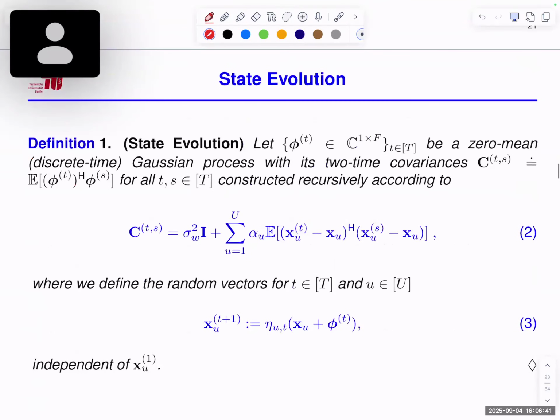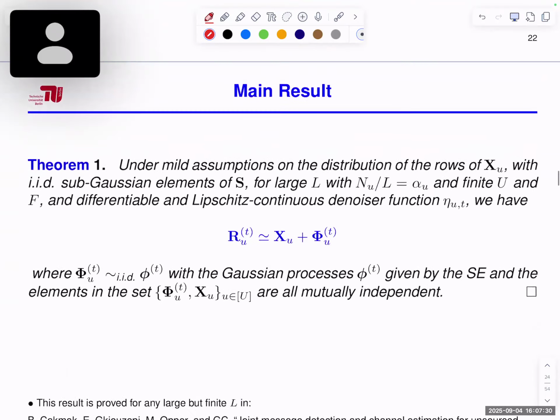And we have the following results. So we can define the construction of a Gaussian process by constructing the two-time covariances for every T and S along the iteration. And this is a recursive construction where basically these guys have the statistics of the rows of the matrix XU, and this is the Gaussian process that we construct. In this way, implicitly, one by one, we can construct the sequence of these covariance matrices. And once you have the sequences, you can keep going and construct the whole joint statistic of this Gaussian process.